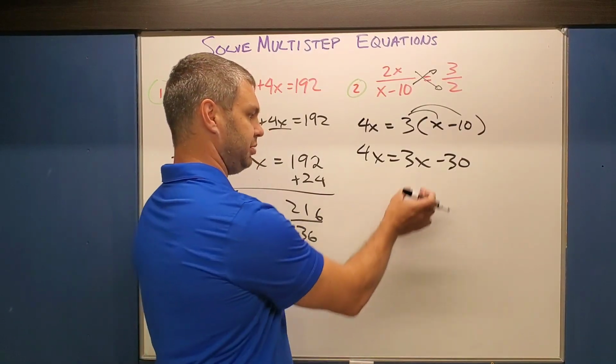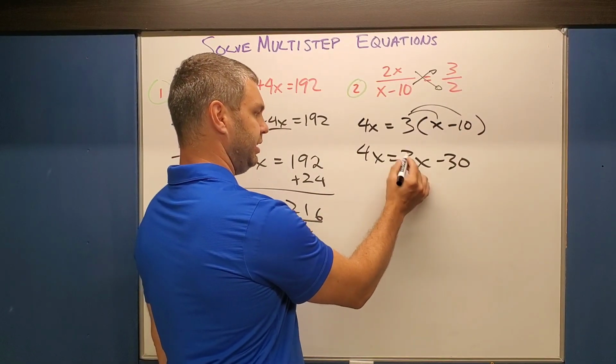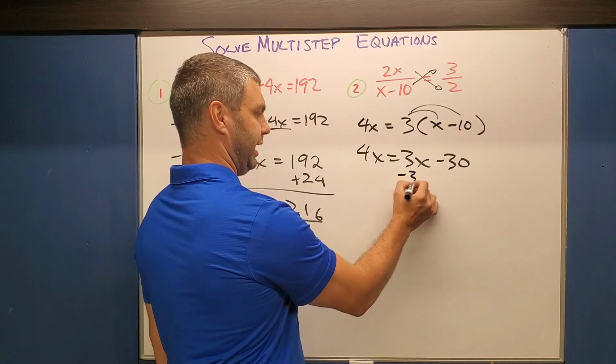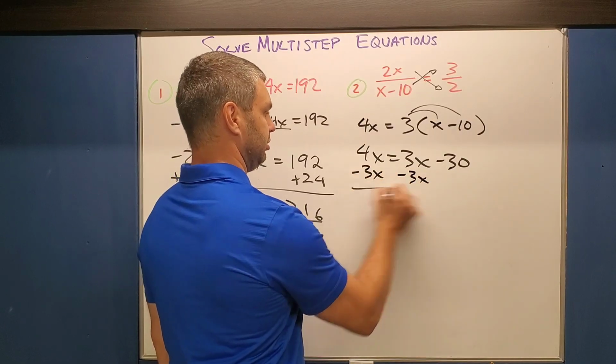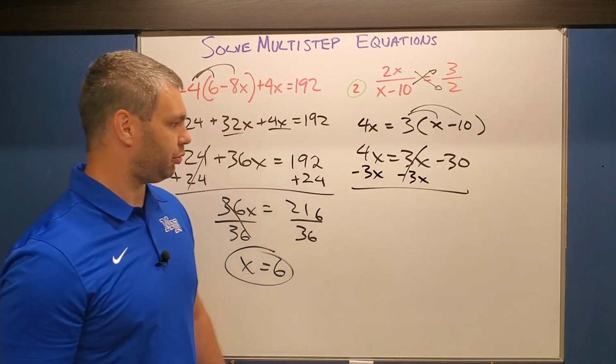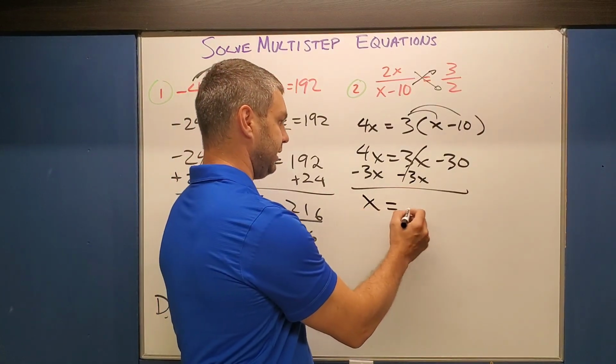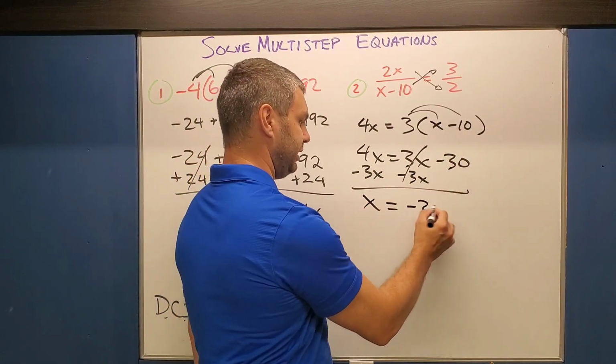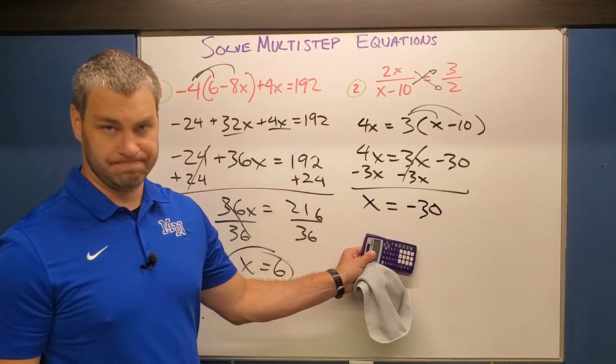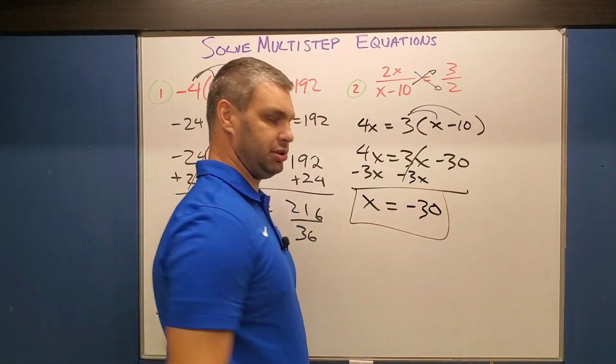I like to always move my smaller x. In this case, it's the 3. It is positive, so I'm going to undo that with subtraction. Okay, and what, of course, is 4x minus 3x? 1x. And can I write that as just x? Yes, I can. The only thing that's left over here is -30. Am I done? Yeah. All right, let's move on to that challenge problem.